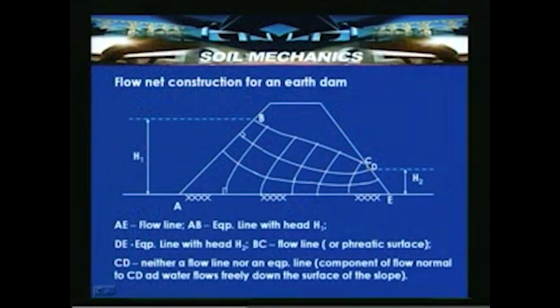If you look into the small zone CD, it is a point that qualifies both as an equipotential line and as a flow line, because there is flow occurring perpendicular to that particular portion. In the zone very close to CD there is also a chance that the flow can take place down the slope. So in that case it is actually neither a flow line nor an equipotential line.